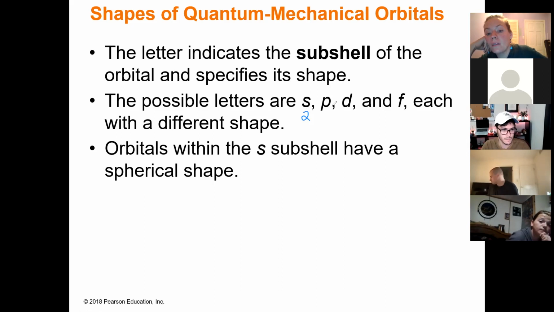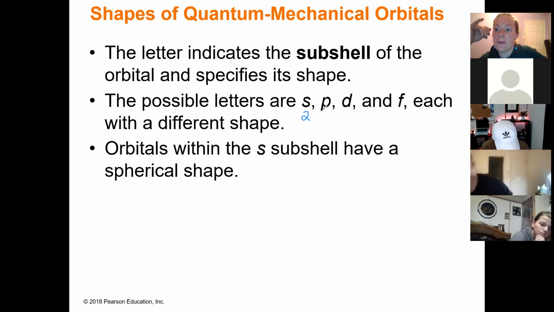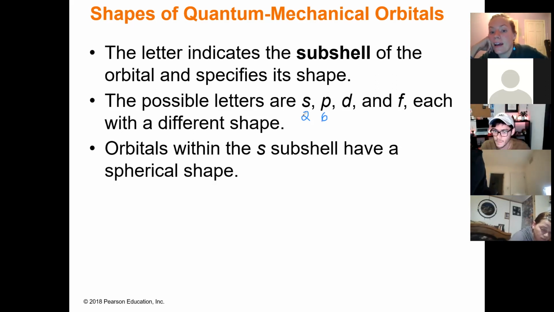The p orbital makes what's called a dumbbell shape in 3-dimensional space. So there's an x dumbbell, a y dumbbell, and a z dumbbell. P's can hold a maximum of 6 electrons. So if I had 4 electrons, I could put 2 of them in the s, but then the other 2 have to spill over into the p, because the s can't hold 4. It can only hold a maximum of 2.